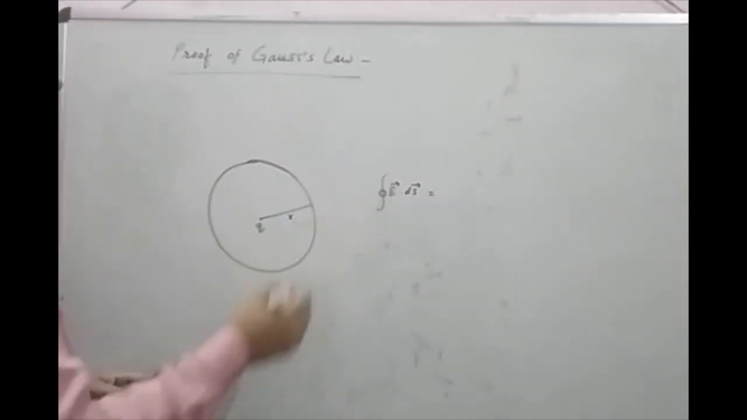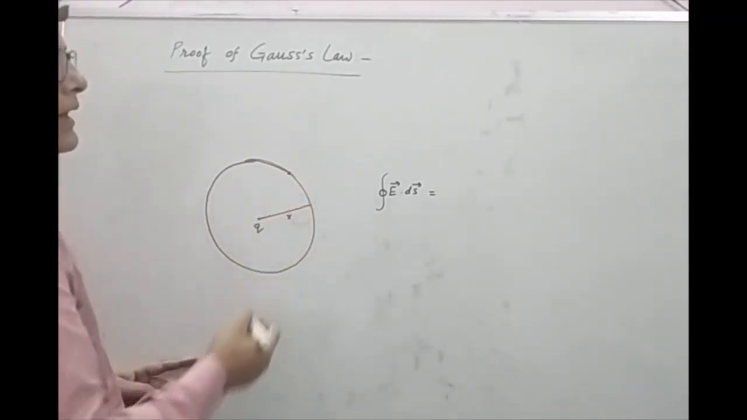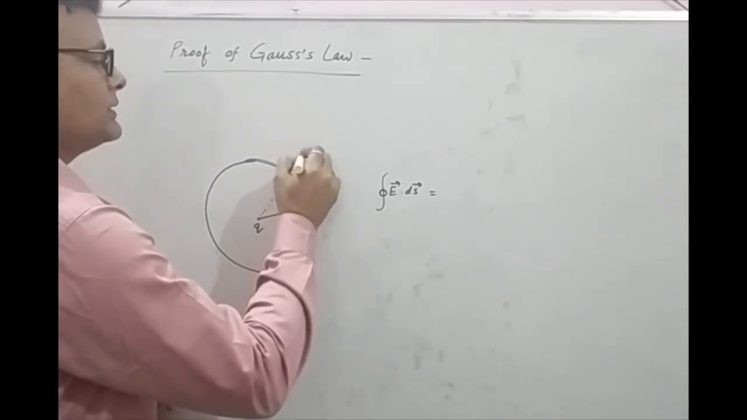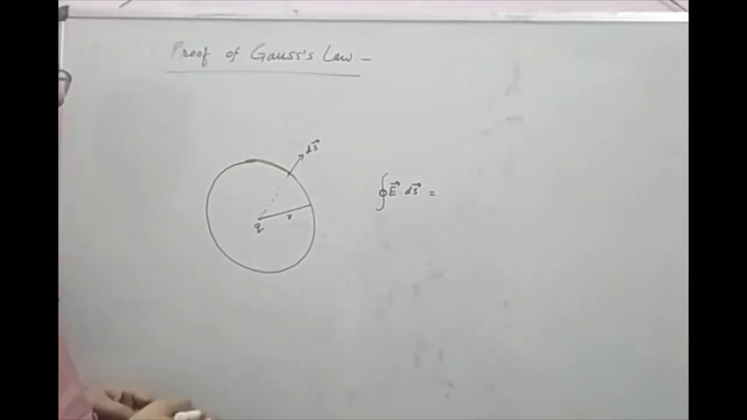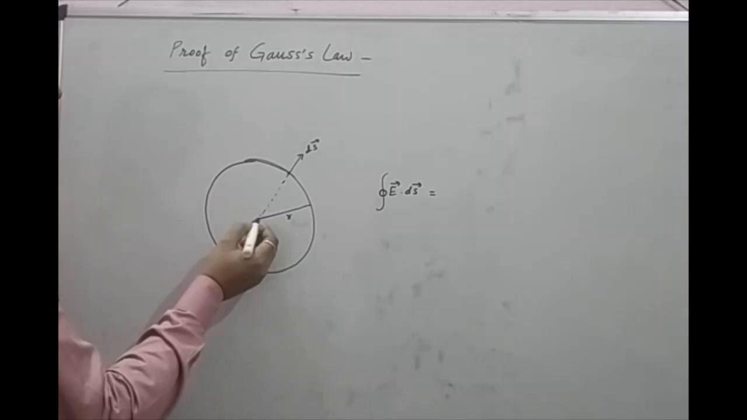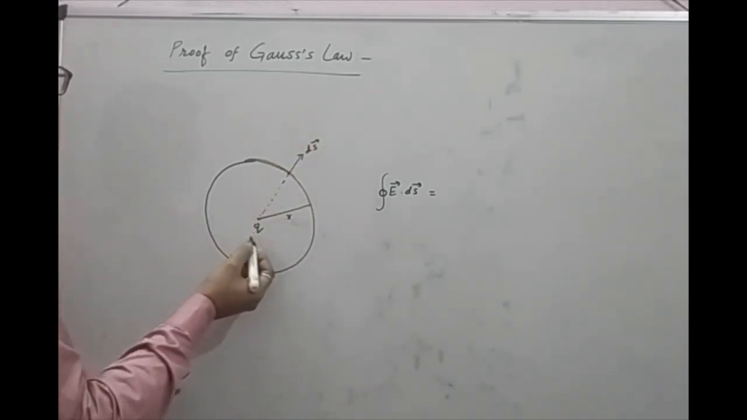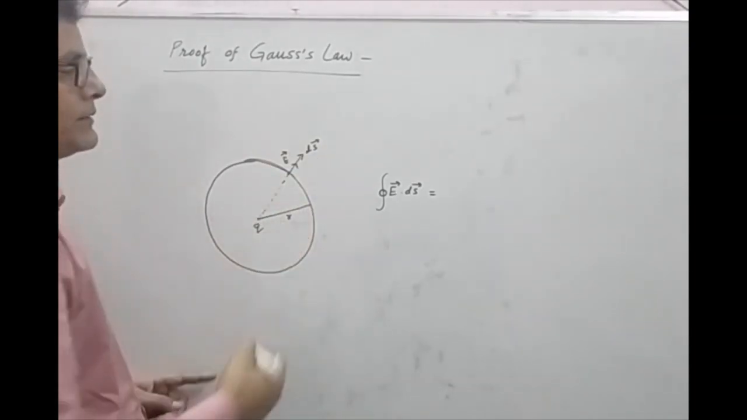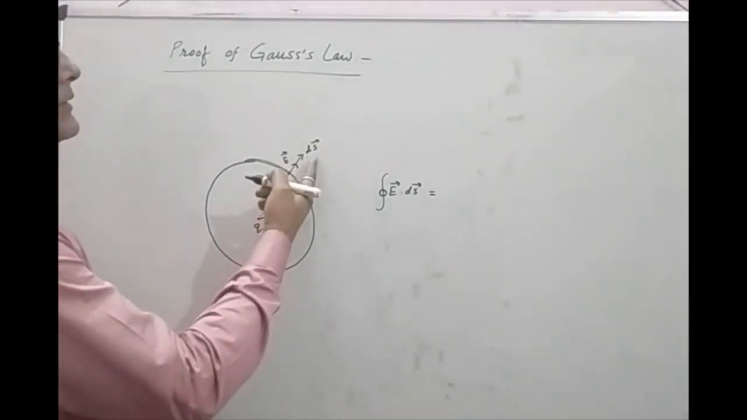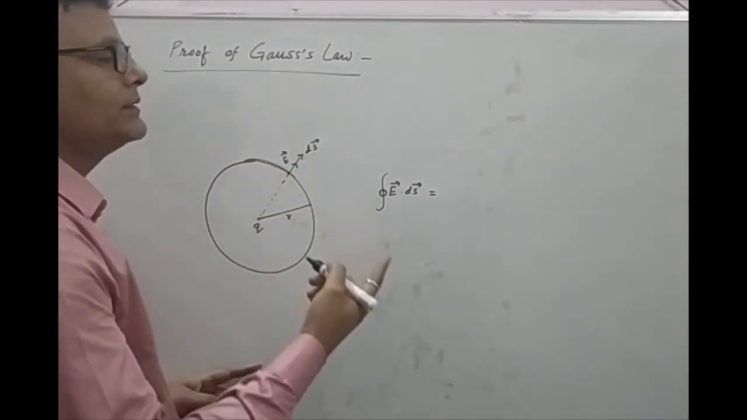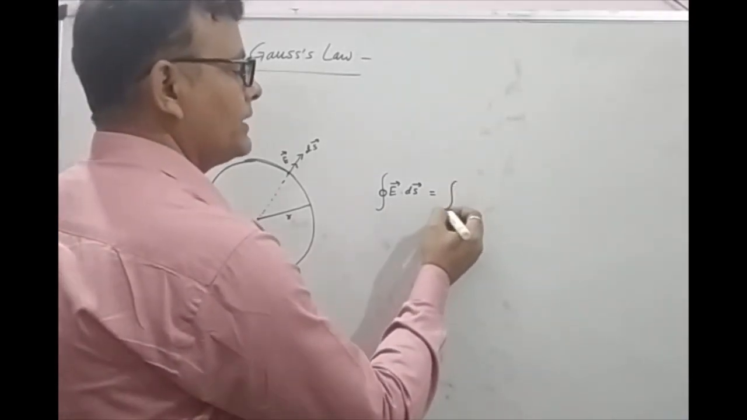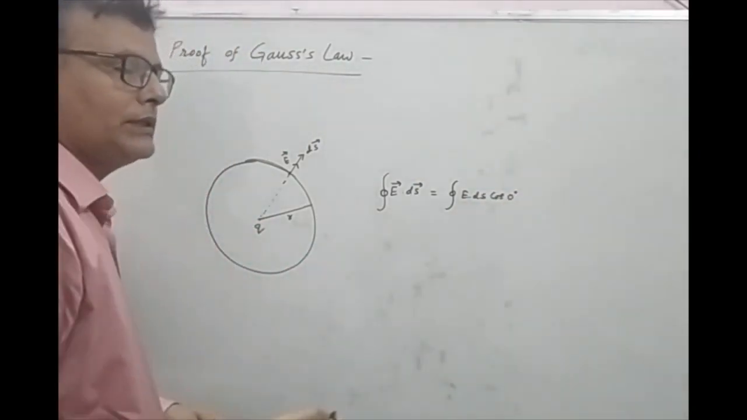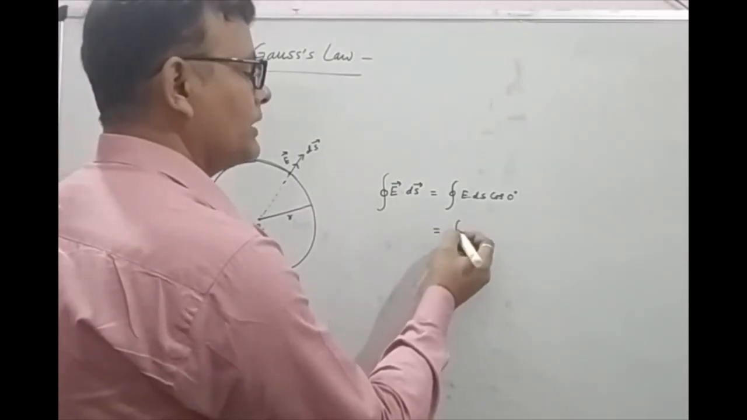For this, consider a very small area element ds vector. Its direction is the outward normal along this direction, and you know that the electric field due to a point charge is radially outward if the charge is positive. So the direction of the electric field is also outward. Here the angle between the electric field and ds vector is 0. So we can write integral E ds cos 0 degree, and cos 0 is equal to 1, so it is equal to integral E ds.